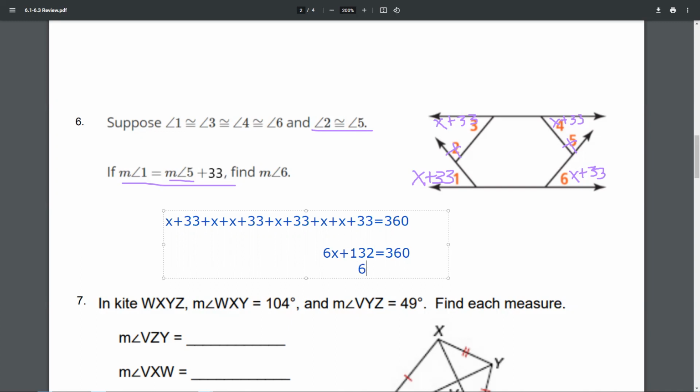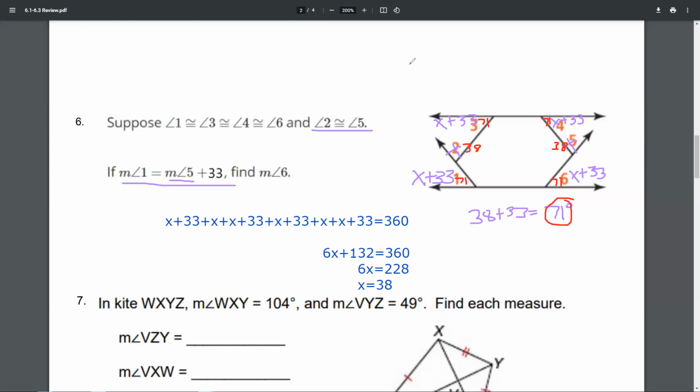6x equals 228. And I divide both sides, and I get x equals 38. Okay. We want the measure of angle 6, so that's going to be 38 plus 33, which is 71. 38 plus 33 equals 71 degrees. Okay, so we're going to have 71, 71, 71, 71, and then these ones are each going to be 38 and 38. So if I added all those up, 71 plus 71 plus 38 plus 71 plus 71 plus 38, that should all add up to 360.